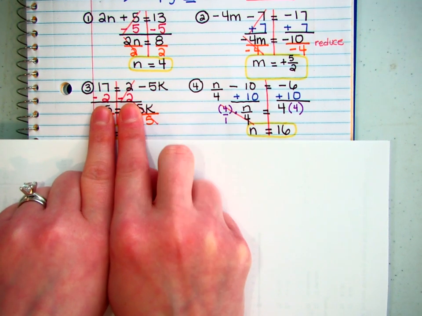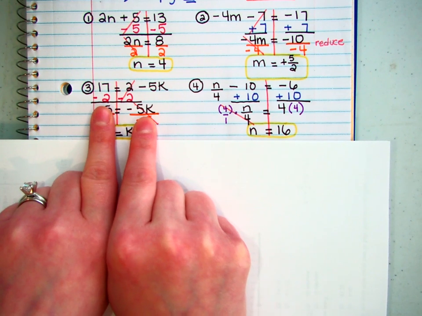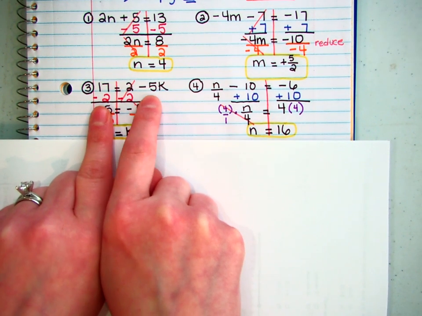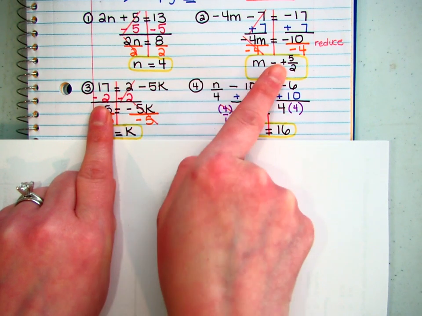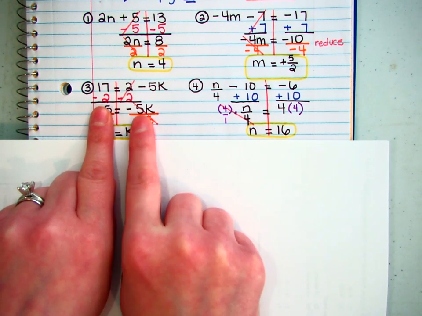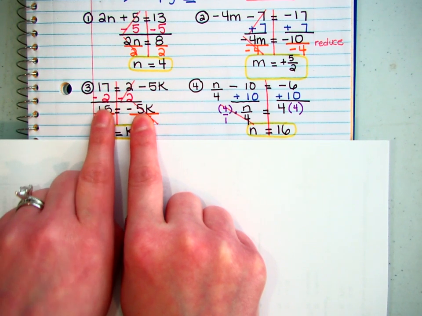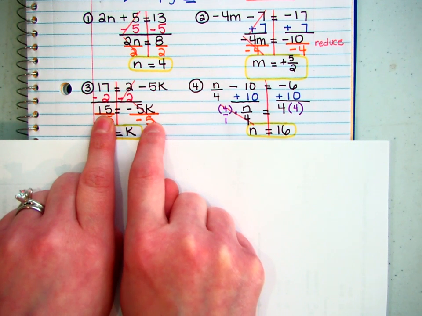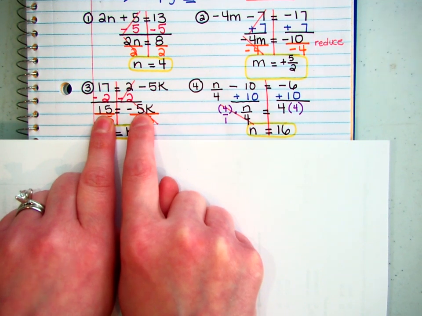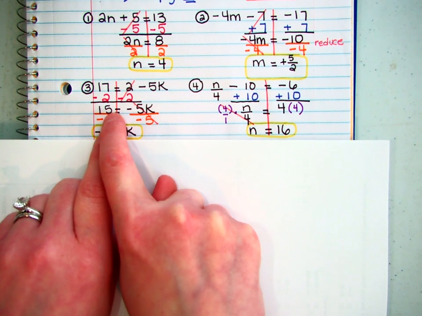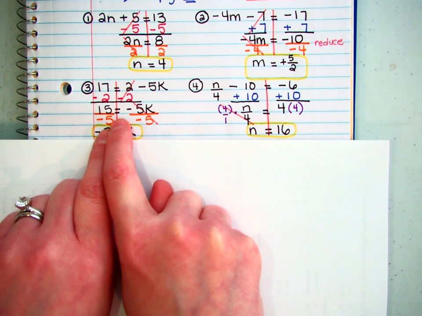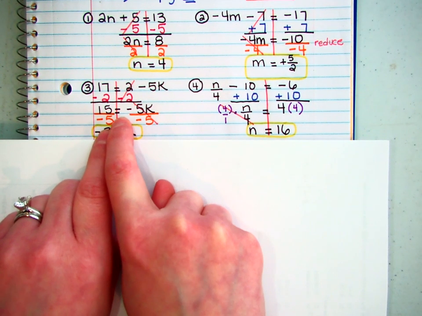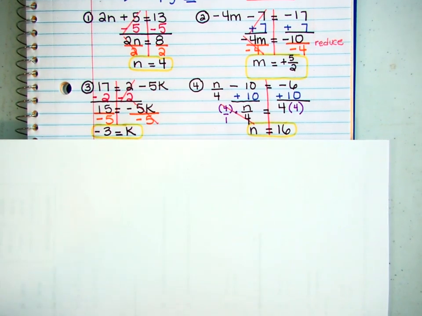Whatever you do to one, you do to the other. You guys know this. On the right-hand side, I'm left with negative 5k. He's negative. Watch out for those negatives. They will get you. See? Told you. And the difference between 17 and 2 is 15. Now I divide both sides by negative 5 because that's the coefficient I have to get rid of. And the quotient of 15 and negative 5 is negative 3. So the value of k equals negative 3.